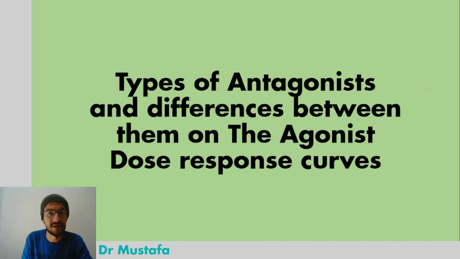So continuing our discussion about the clinical pharmacology basic principles class, and after we talked about the agonist dose response curves, now we are going to talk about the types of antagonists and the differences between them on the agonist dose response curves. It's also worth mentioning that the agonist dose response curves video was the previous video, and it's important to watch it before watching this video to understand this video. And with that, let's start.